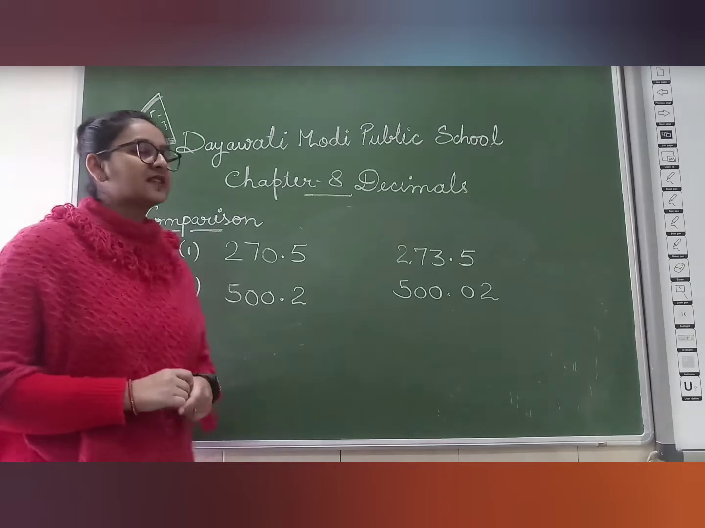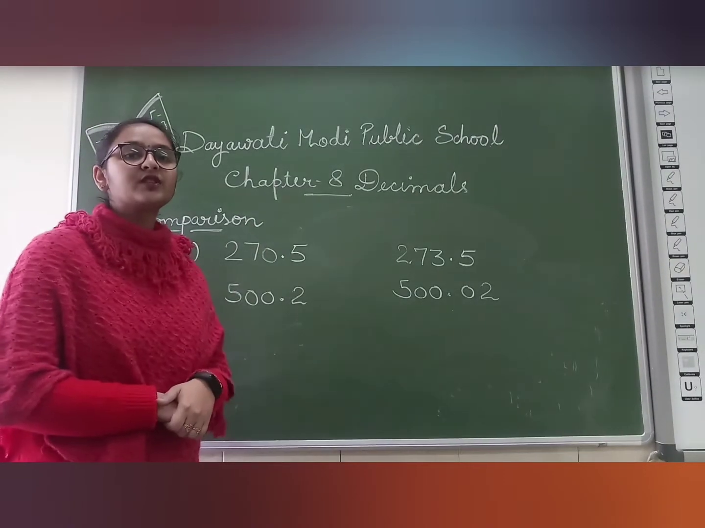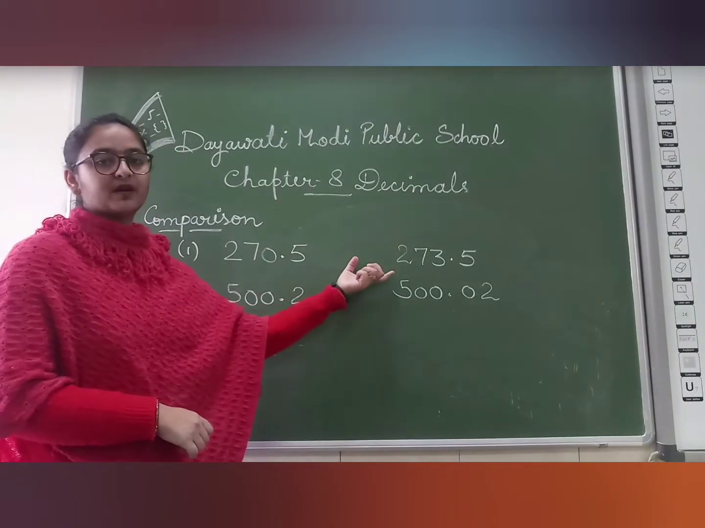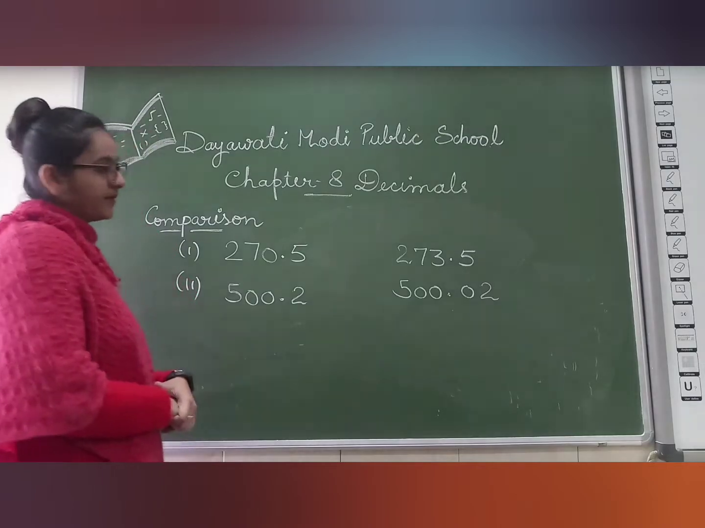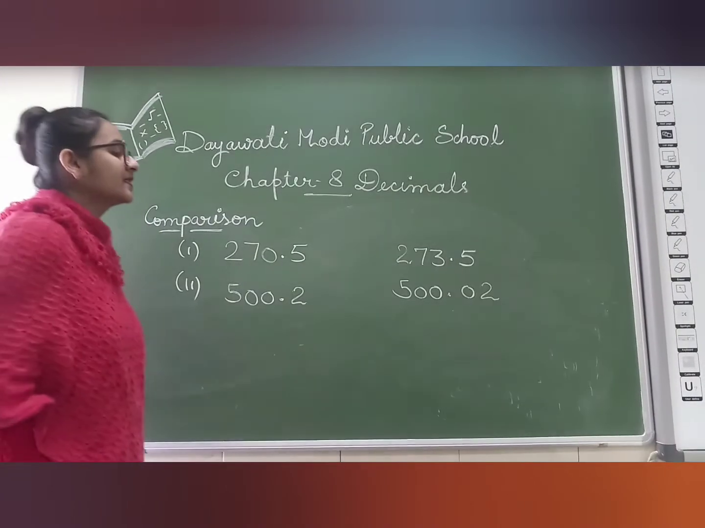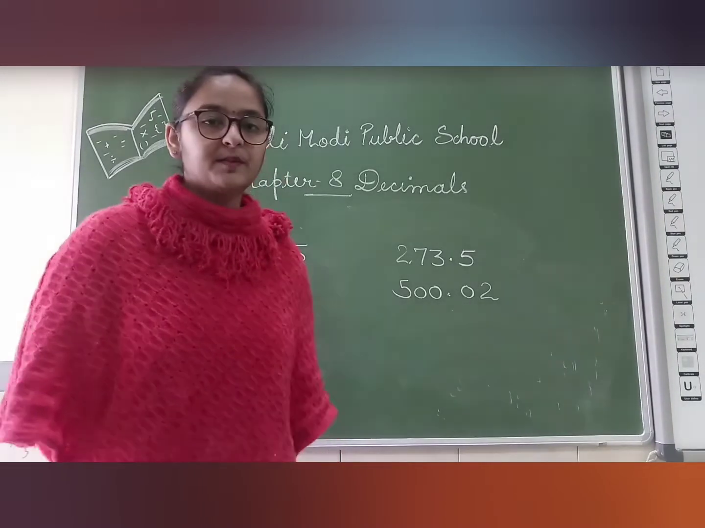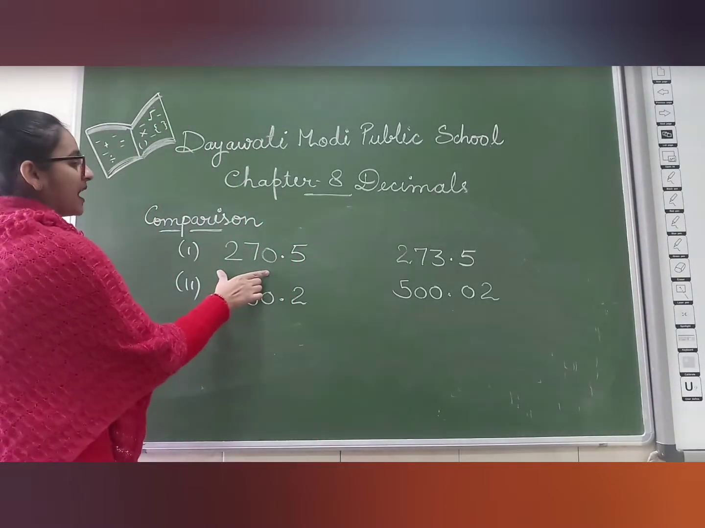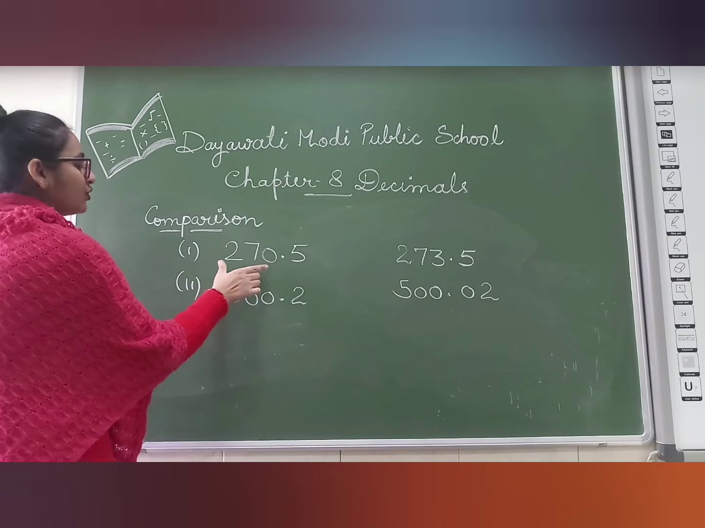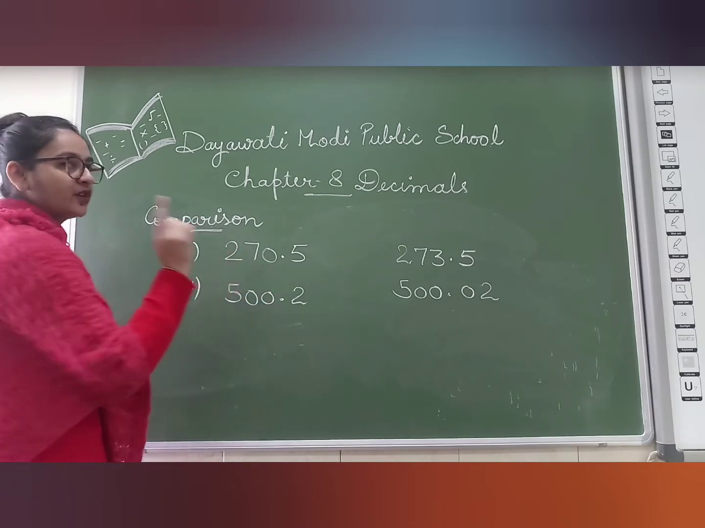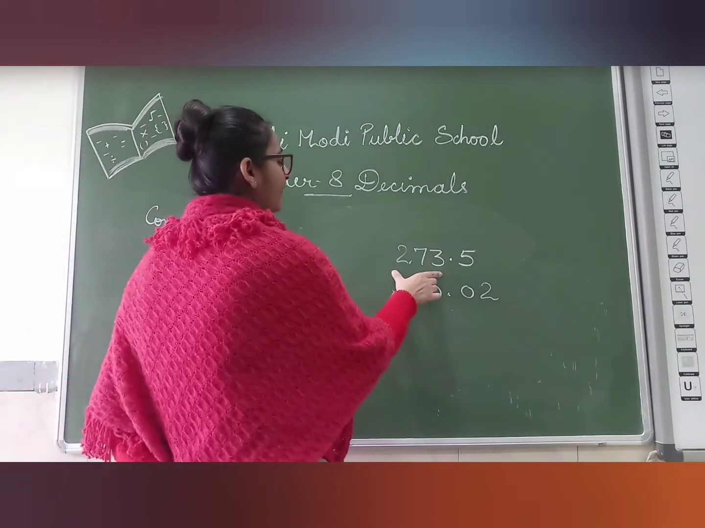So our next concept is comparison. So we are going to compare two decimal numbers. So how could we compare them? Now, firstly, for the comparison students, we will check the whole number part. So in the first part, we have 270 in the first number and we have 270.